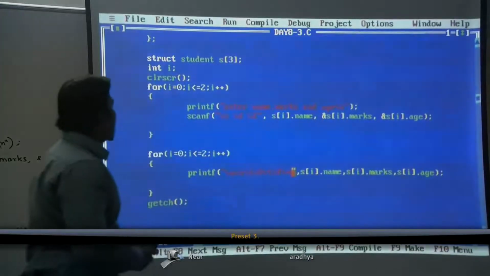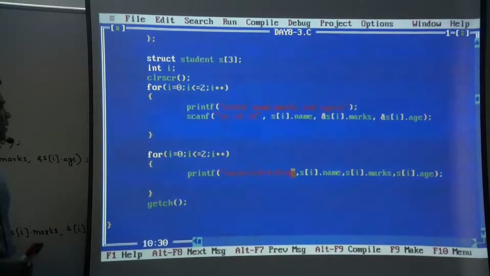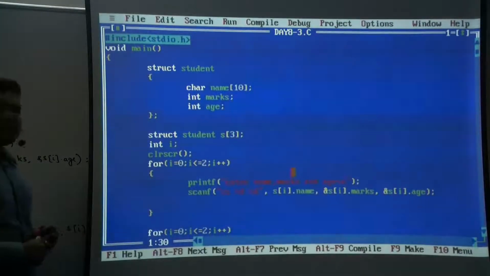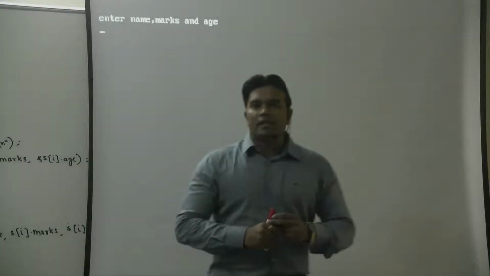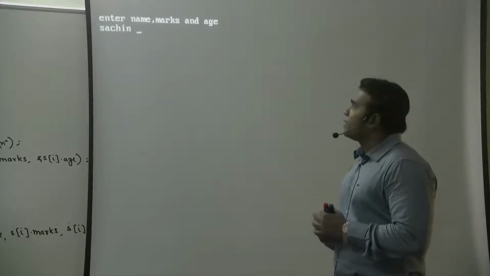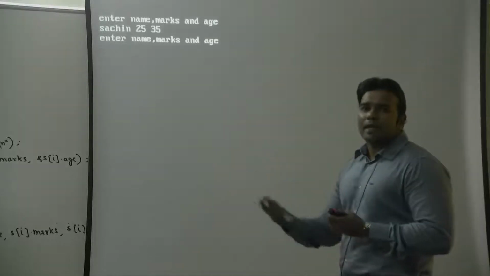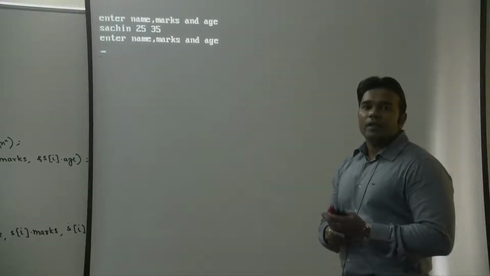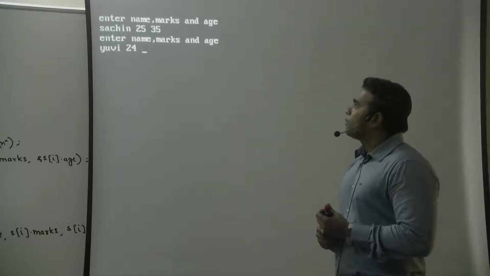This is the same program which has been typed. If you go above, you would notice that it is the same program. Now when I compile, no issues. When I execute, it is asking the name, marks and age. Name Sachin, marks 25, age 35, enter key. Again it is asking for the second time. This data has already gone and sat in that memory location. So next, again it is UV, 24, 34, enter.